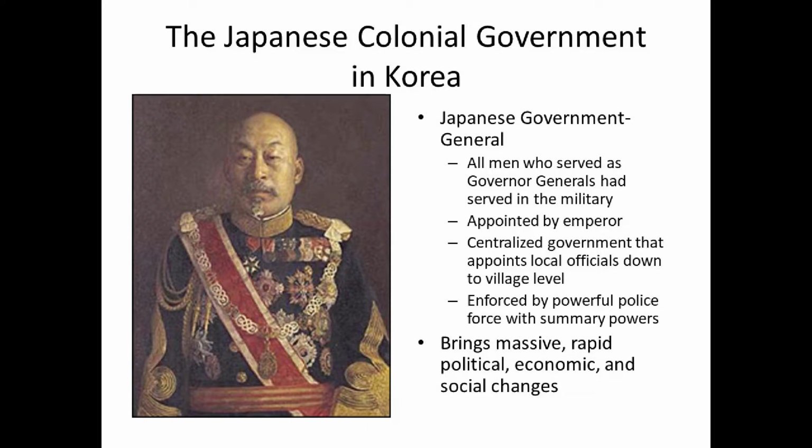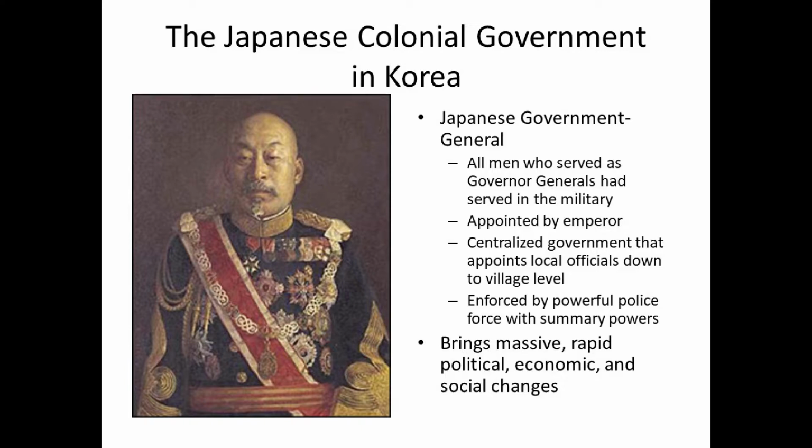You may remember the pictures of him were generally not in military garb, and he was often understood to be part of the more civilian-oriented wing of the Japanese government, and was often at odds with those Japanese who wanted to take a more military view of things. With the annexation of Korea, you have the establishment of this new Japanese government general, which is headed by governor generals. All of them, every single governor general, had served in the military. All except for one had served in the Navy.